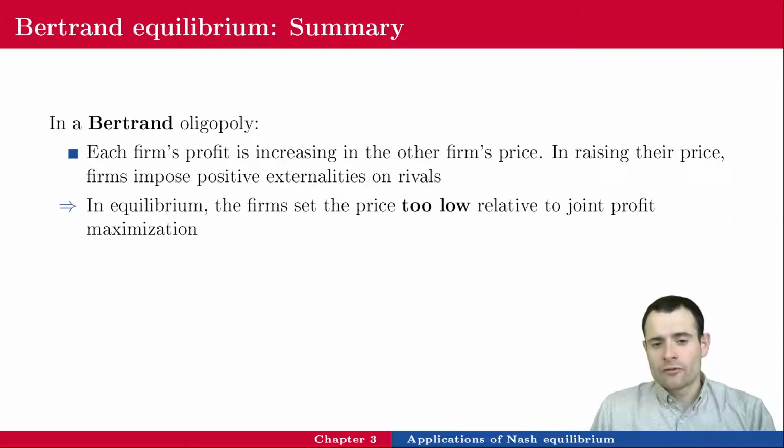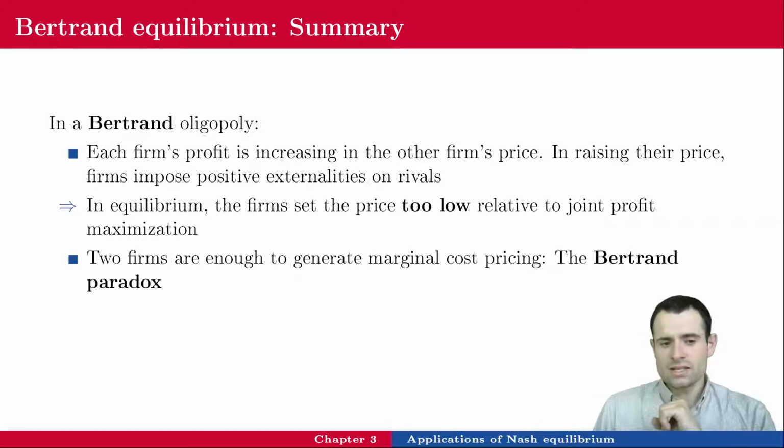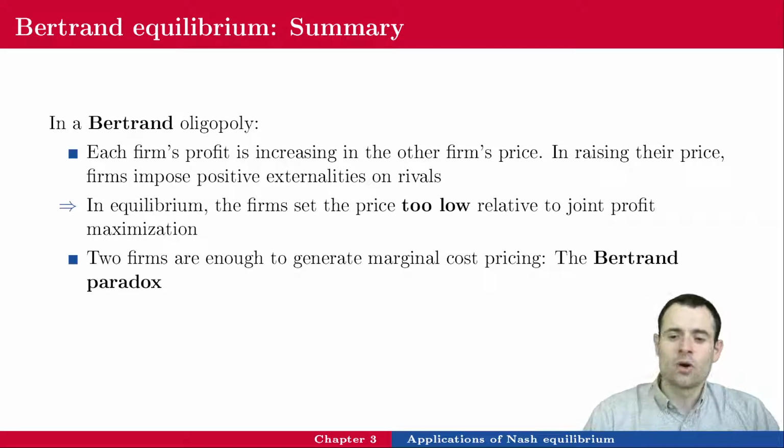In equilibrium, the firms set the price too low relative to joint profit maximization. In fact, price is equal to marginal cost. It is way lower than the monopoly price. And the other thing is, two firms are enough to generate marginal cost pricing, to generate the competitive equilibrium, which is efficient. And this is what we call the Bertrand paradox.